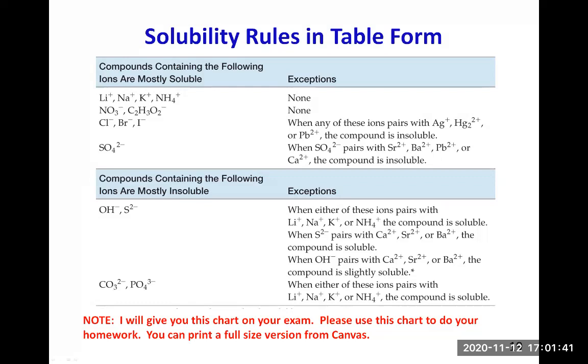And then PbCl2, we don't have any Pb listed on the left side here. However, we have the chloride ion with the bromide and the iodide there. It's also mostly soluble compounds that have the chloride ions, but there are exceptions. So let's read the exceptions. When any of these ions pair with silver, mercury, or Pb, the compound is insoluble. And we do have PbCl2, so that's insoluble.